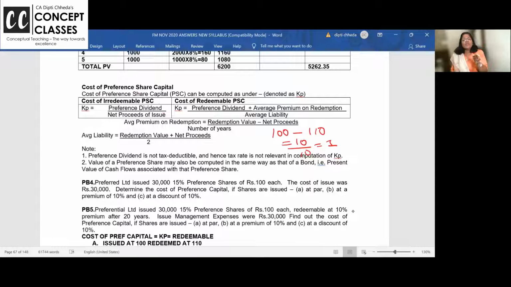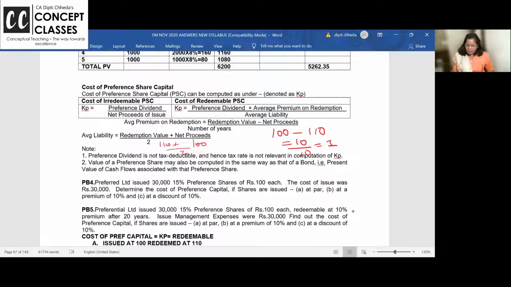Anyone watching this video, just go to the playlist, Concepts of FM, and check the earlier video first, Part 1 of this, where I've shown in detail how to get KD. So KP will be then, what will be the average premium? Redemption value 110, net proceeds 100, divided by number of years. Or how much are you using the money? 100 you are taking as net proceeds, 110 you are repaying, divided by 2. Average you are using 105.